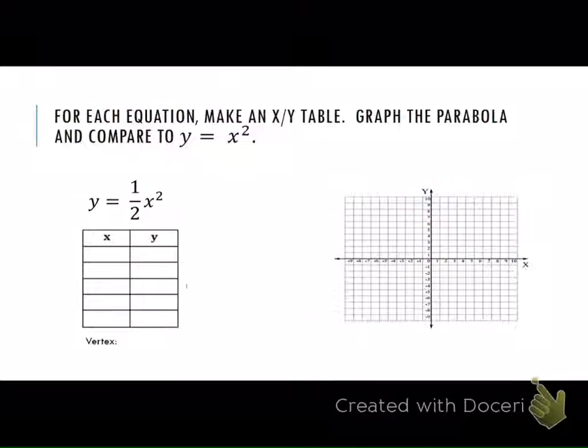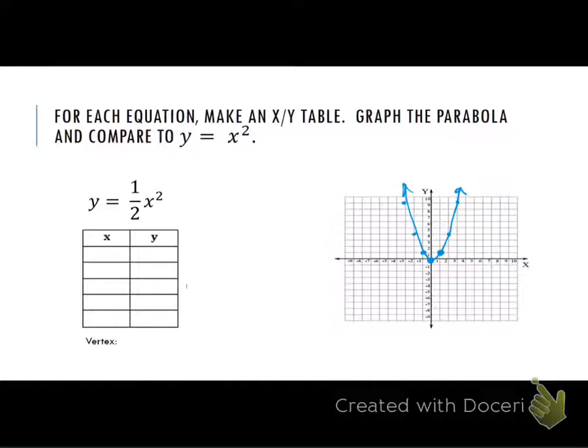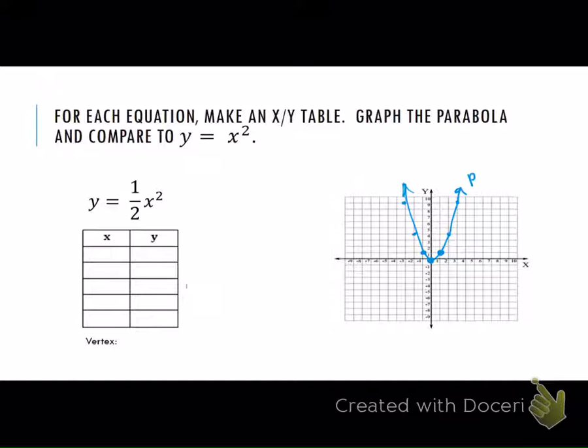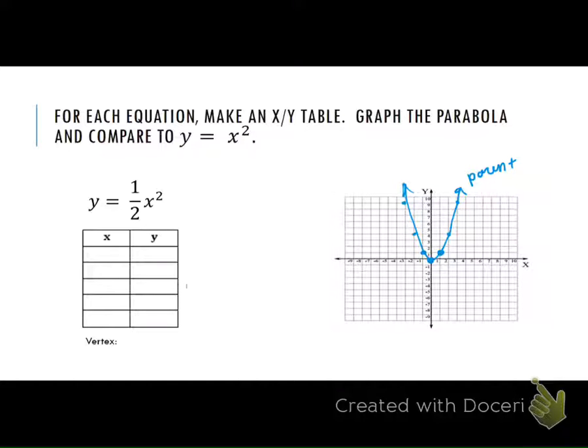Okay, guys. So the next one here, I'm going to put the parent graph on the graph again. So that starts at 0, 0. If we go out 1 with the parent, we go up 1. If I go out 2 with the parent, I go up 4. If I go out 3 with the parent, I go up 9. So I'm just plotting the parent so I know what I'm comparing to. You're not going to necessarily do this on your homework, but I like you guys to see the difference here.